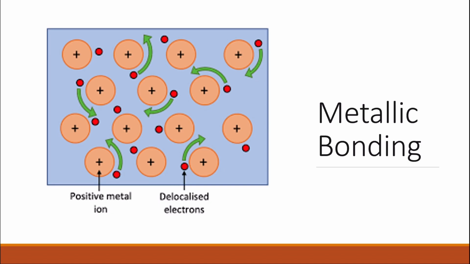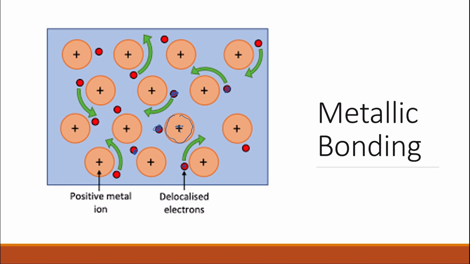So let's start off by talking about metallic bonding. Metals consist of a giant structure. The electrons in the outer shell of the metal atoms are delocalized. So metal consists of positive ions and delocalized electrons.